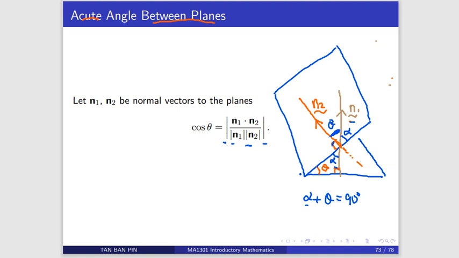Which means the cosine of the angle between two planes is the same as the cosine of the angle between the two normal vectors. So that's why cosine theta is just n1 dot n2 over magnitude n1 times magnitude n2, and you take the absolute value so that you get the acute angle.